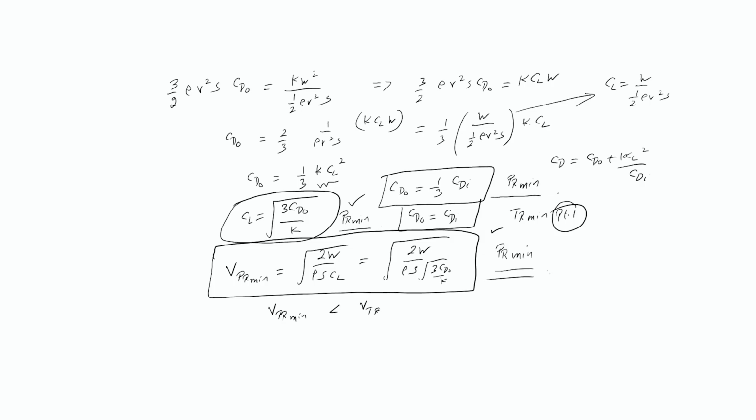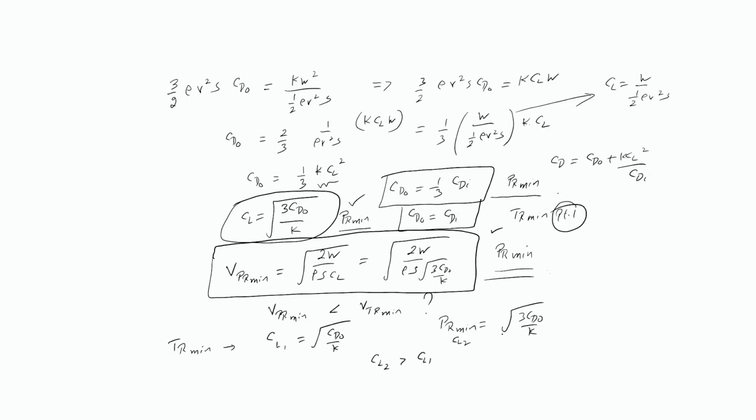Now in the last lecture we also discussed why velocity for power required minimum is less than velocity for thrust required minimum. The answer you can look at here. For thrust required minimum, consider this as CL1, the condition was CD naught upon K under the square root, and for power required minimum, the condition is 3 CD naught upon K under the square root. Consider this as CL2. So here CL2 is actually greater than CL1.